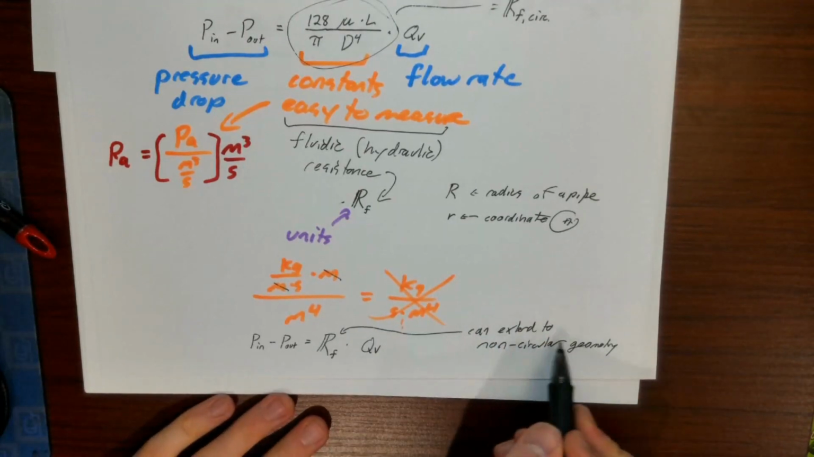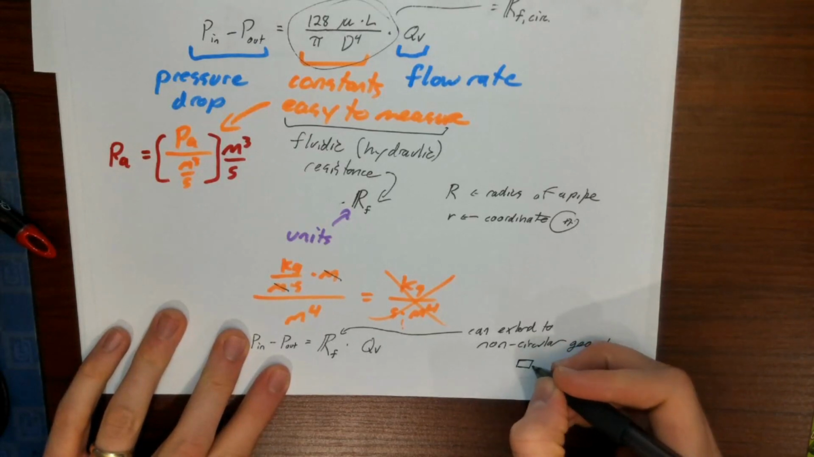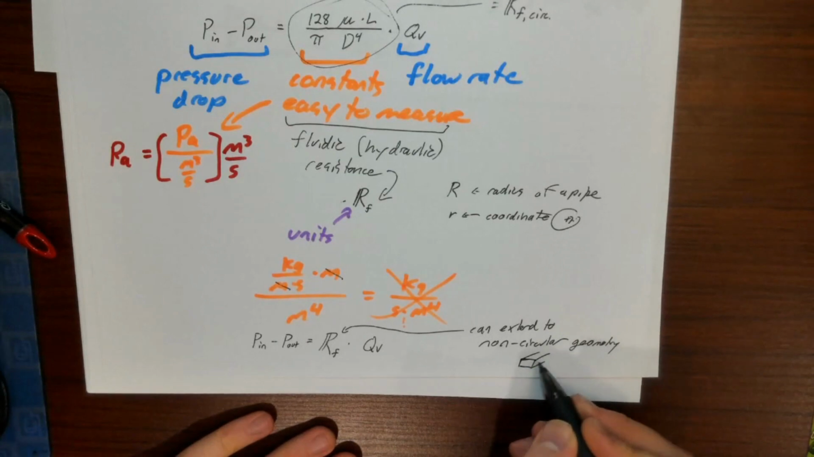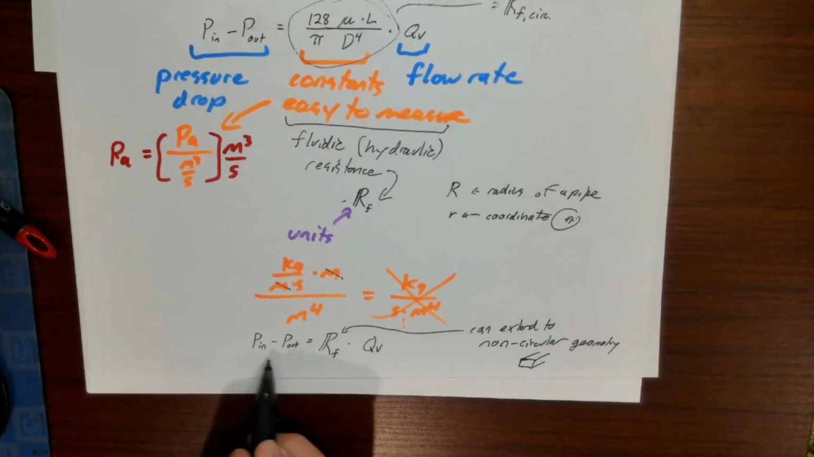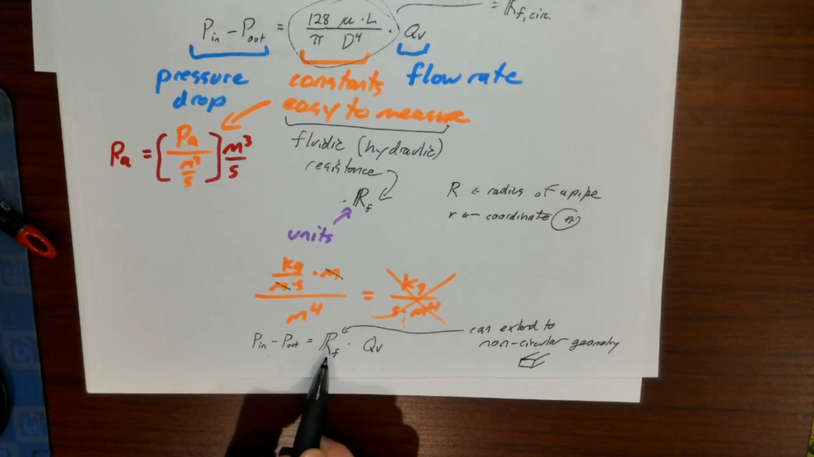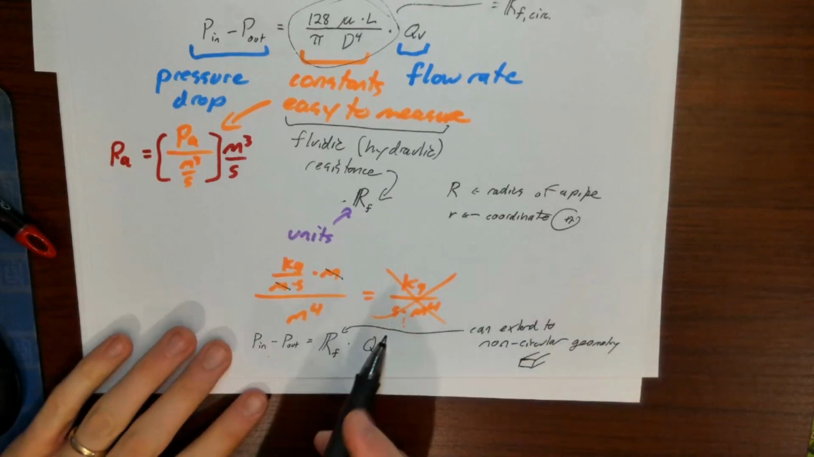So it turns out you can extend this to non-circular geometries. For example, a lot of people in microfluidics care very deeply about rectangular cross-section channels, because those rectangular geometries are easier to emboss in microfluidics. But anyway, I digress. Pressure drop is proportional to volumetric flow rate, and fluidic resistance is the proportionality constant. So that's the key takeaway here.